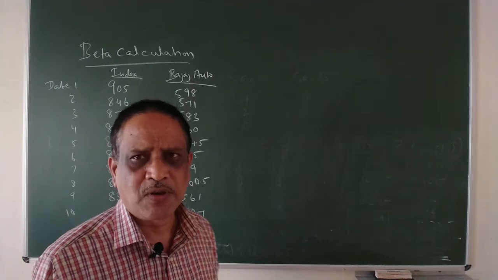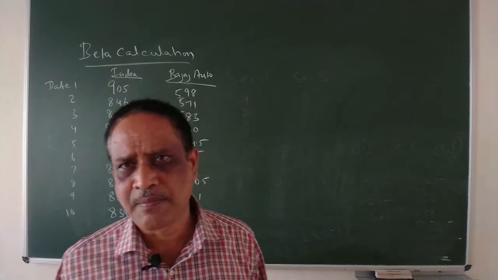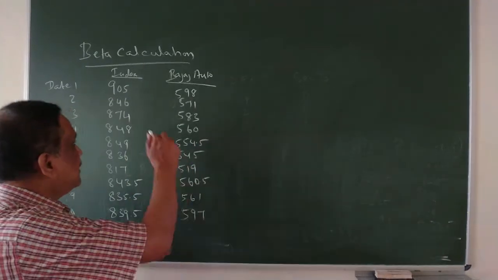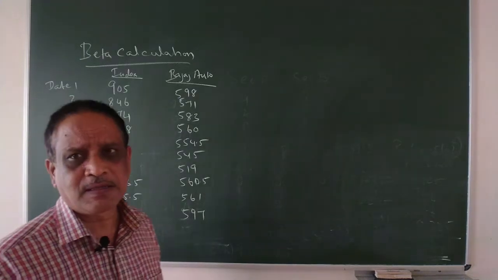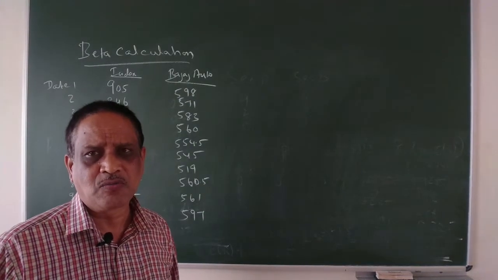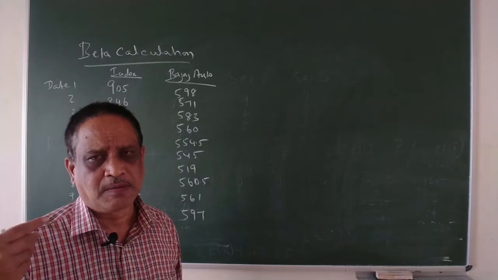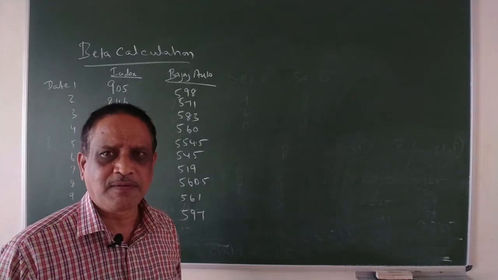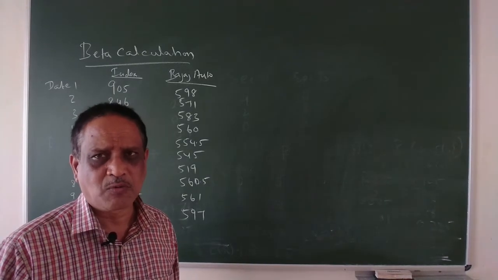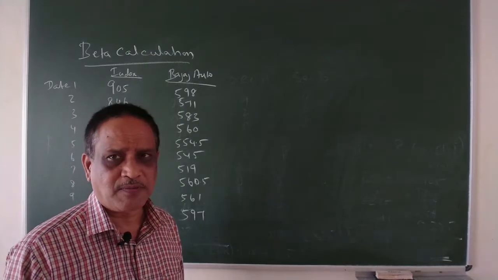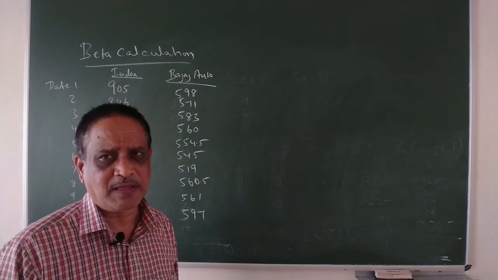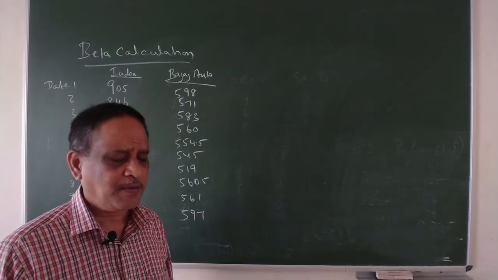Hello students, let us do a problem in calculation of beta. Okay. So, we know what is beta. Beta is the tendency of the stock to move along with the index. Okay. So, what they will give is, they will give you the share price movement for so many days and also the index movement for the similar number of days. We have to calculate beta.